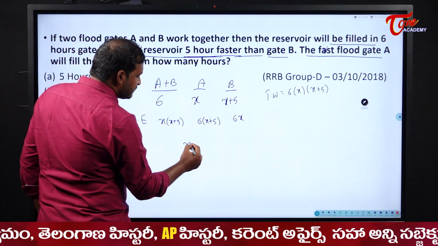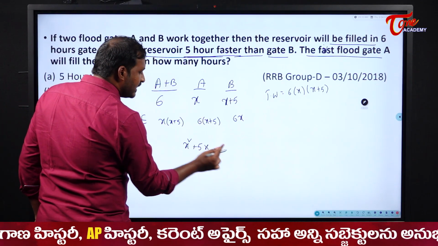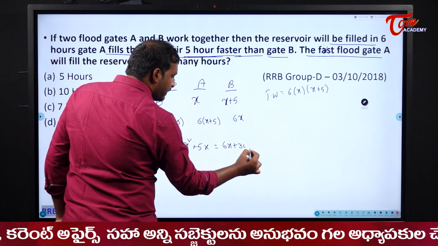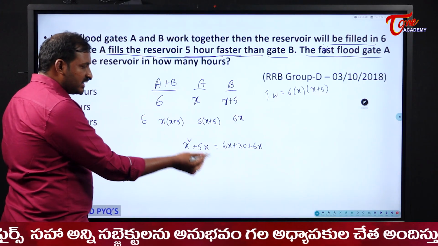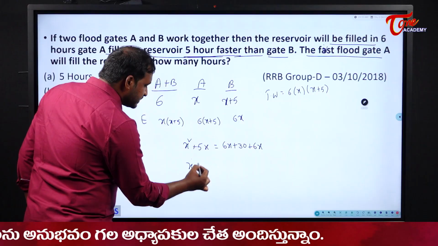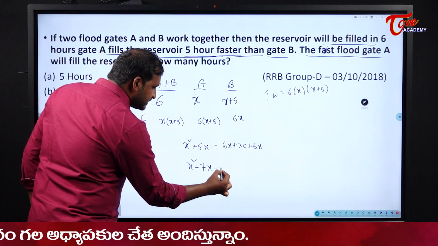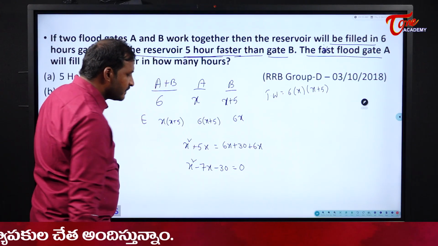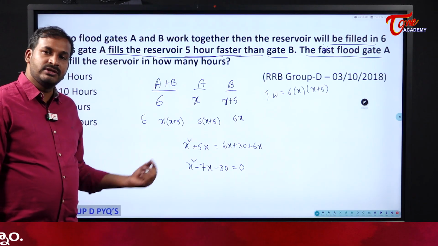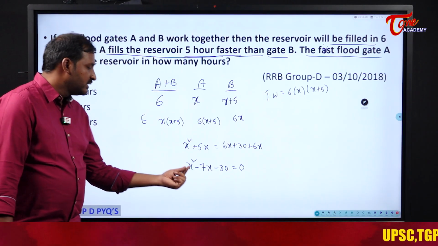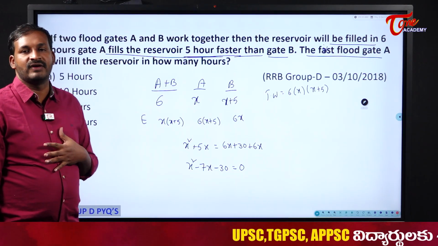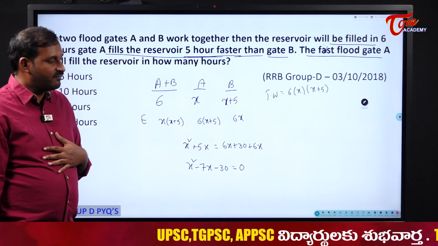So what does it become? x square plus 5x. I am writing here directly, x square plus 5x is equal to 6x plus 30 plus 6x. So when you send that 12x to this side, it will become minus. So finally it will become x square minus 7x minus 30 is equal to 0. So substitute the options in place of x. You will get some answer. Whatever value satisfies that, that will be our final answer.